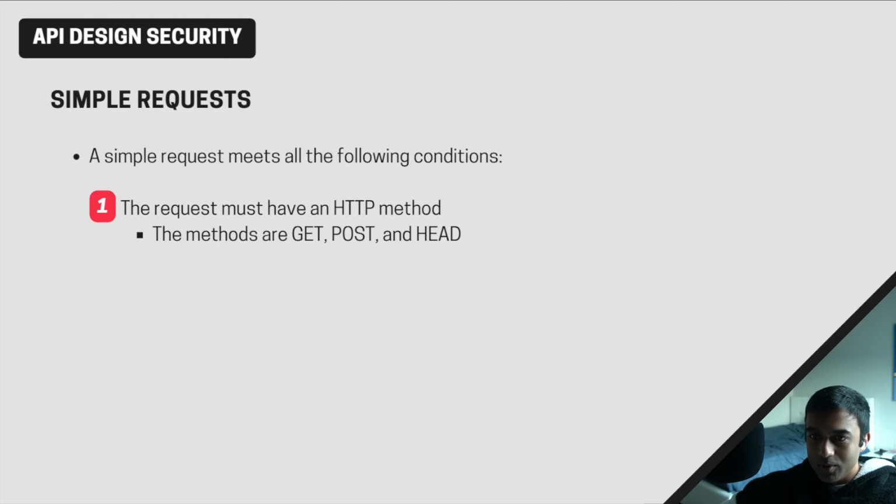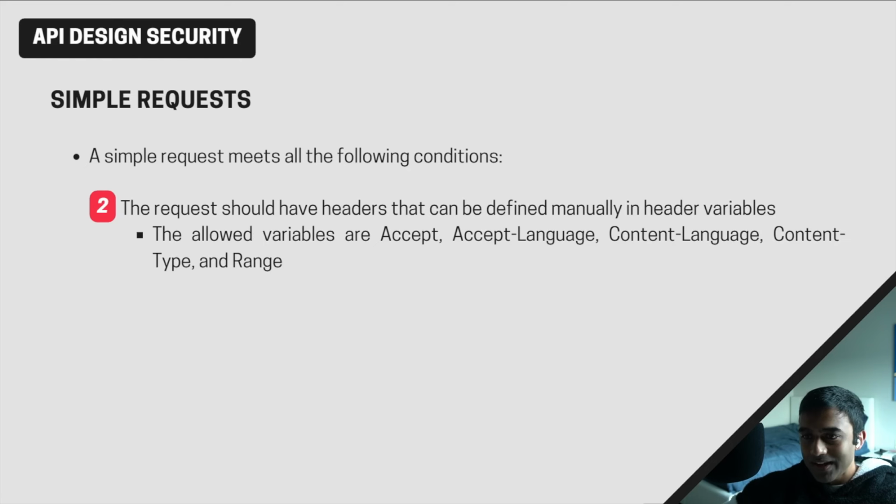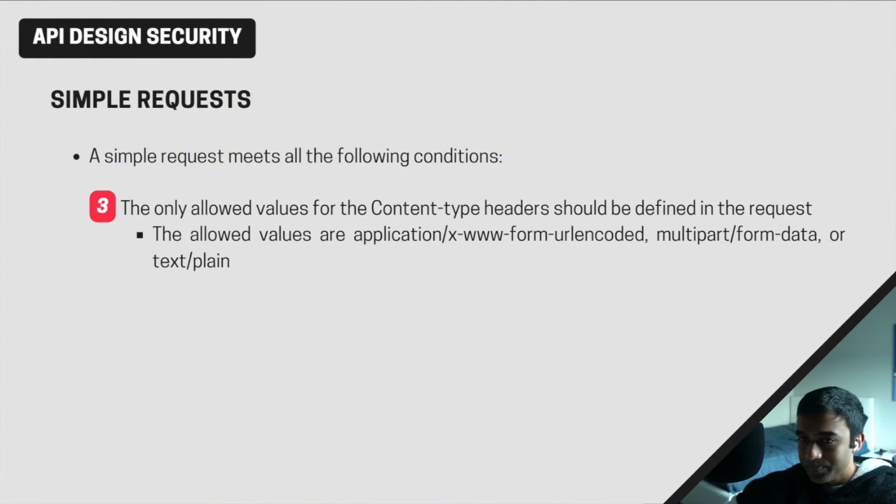So let's talk about simple requests. A simple request meets all the following conditions. Firstly, the request must use an HTTP method, and the methods included are GET, POST, and HEAD. Secondly, the request should only have headers that can be defined manually in header variables. So the allowed headers are Accept, Accept-Language, Content-Language, Content-Type, and Range. And third, the only allowed values for the Content-Type header are application/x-www-form-urlencoded, multipart/form-data, or text/plain.